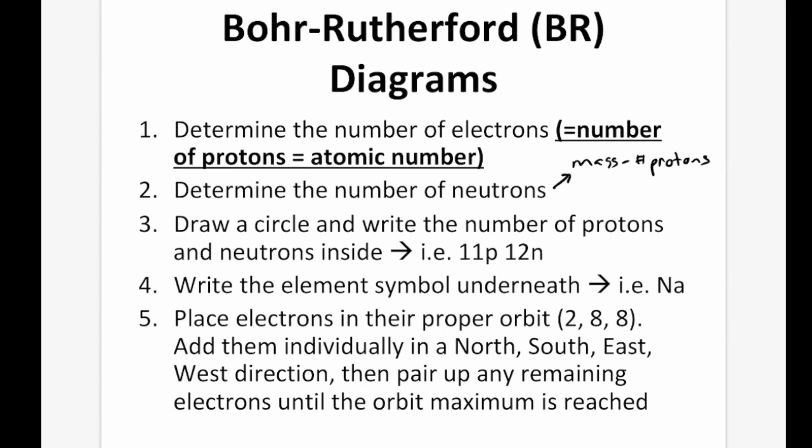We're then going to write the element number underneath, and then we're going to place the electrons in their proper orbit. We're going to fill up the first orbit with 2, and then 8, and then 8 if we have enough electrons. We're going to add them individually in the north, so we're going to go north, south, east, west direction, and then we're going to pair up any extra electrons.